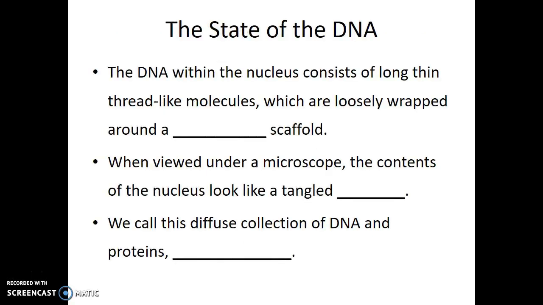Now, the DNA within the nucleus consists of long, thin, thread-like molecules, which are loosely wrapped around a protein scaffold. When viewed under a microscope, the contents of the nucleus look like just a tangled mess. We call this diffuse collection of DNA and proteins chromatin. And we'll also see, as we go on to discuss cell division, it's this chromatin that will condense into individual visible chromosomes during cell division.